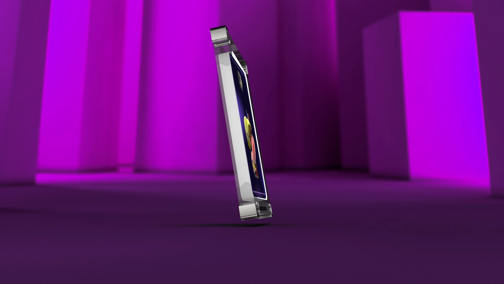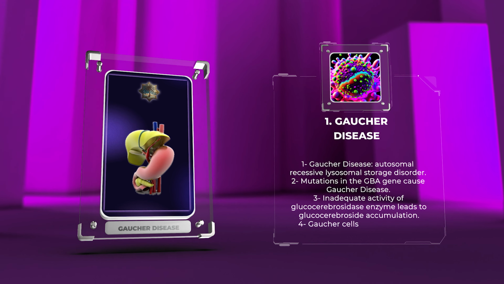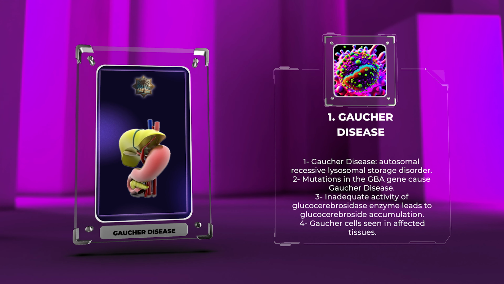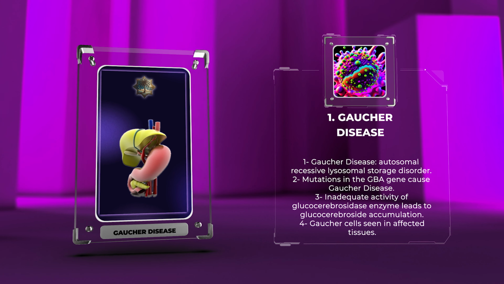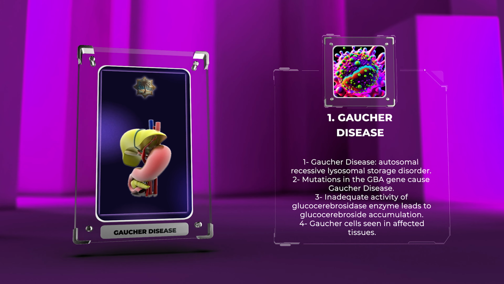Gaucher disease is an autosomal recessive lysosomal storage disorder caused by mutations in the GBA gene. It is characterized by the inadequate activity of the enzyme glucocerebrosidase, leading to the accumulation of glucocerebroside within cells. This accumulation primarily affects macrophages, giving rise to the typical Gaucher cells seen in affected tissues.